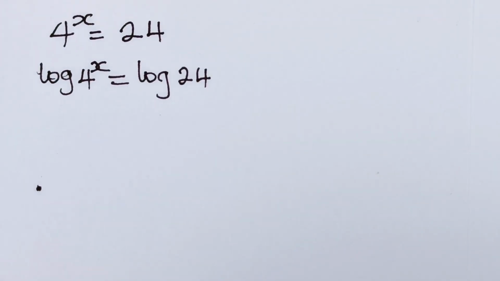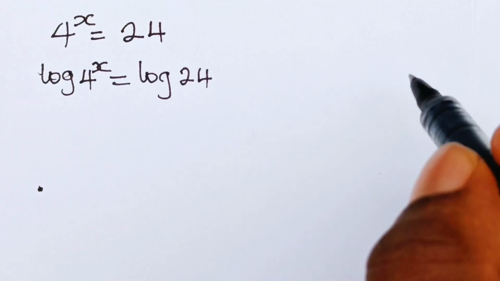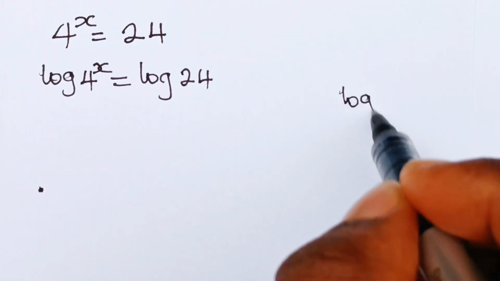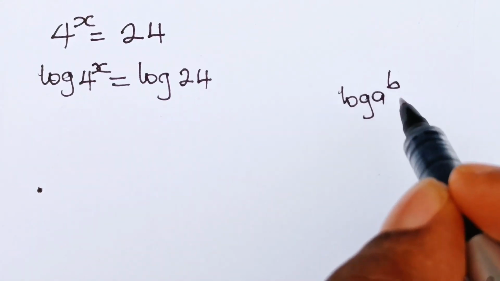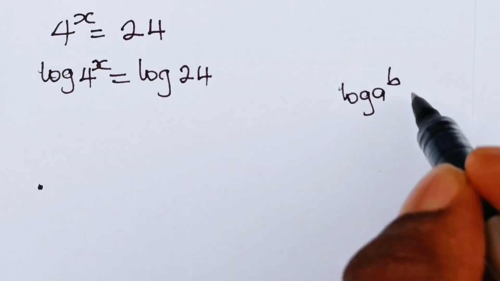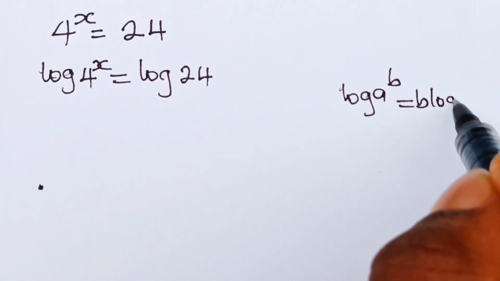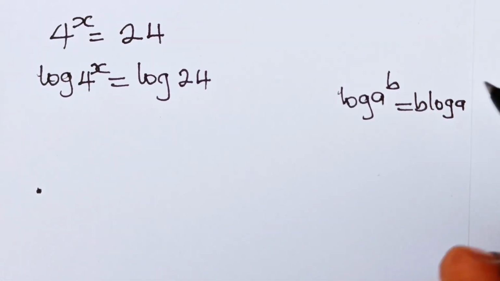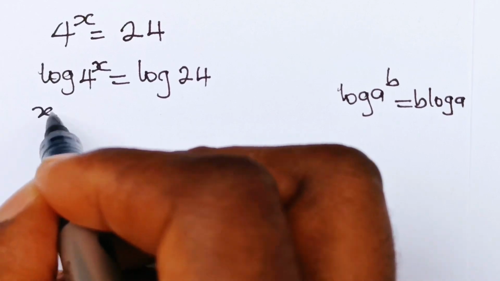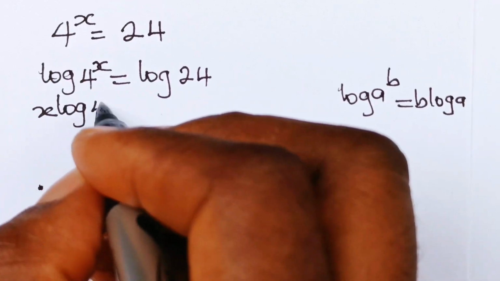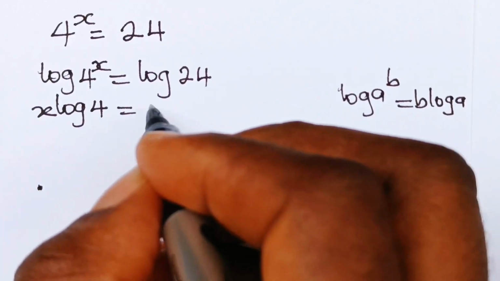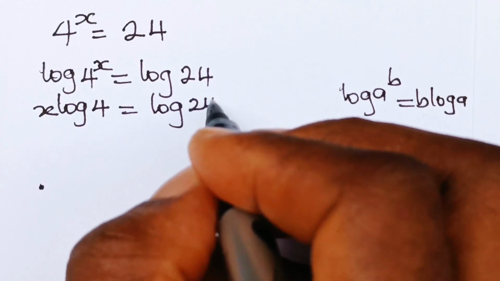Now, when you have log a to the power of b, this is equal to b multiplied by log a. So we can write this as x multiplied by log 4 is equal to log 24.